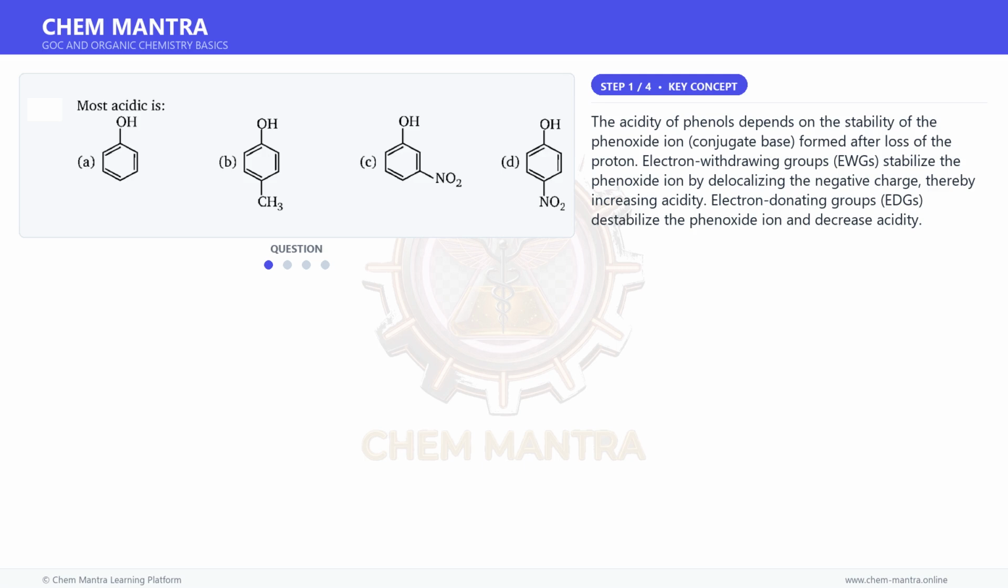The acidity of phenols depends on the stability of the phenoxide ion, the conjugate base, formed after loss of the proton. Electron withdrawing groups, EWGs, stabilize the phenoxide ion by delocalizing the negative charge, thereby increasing acidity. Electron donating groups, EDGs, destabilize the phenoxide ion and decrease acidity.